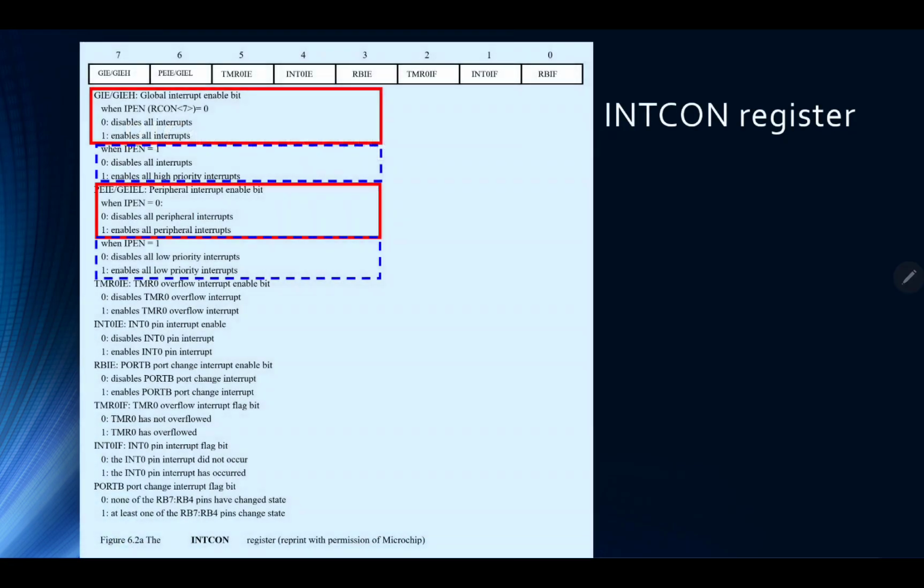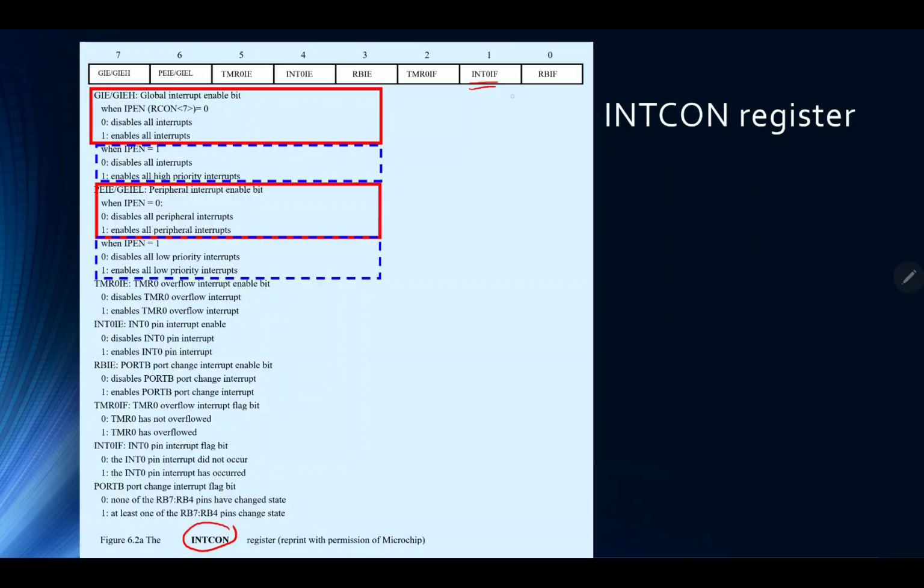So let's see. Okay, so this is the INTCON register. Can you search for INT0IF? Yes, you can see that this is INT0IF, right? INT0 means interrupt 0, IF means interrupt flag. So it is there under INTCON.